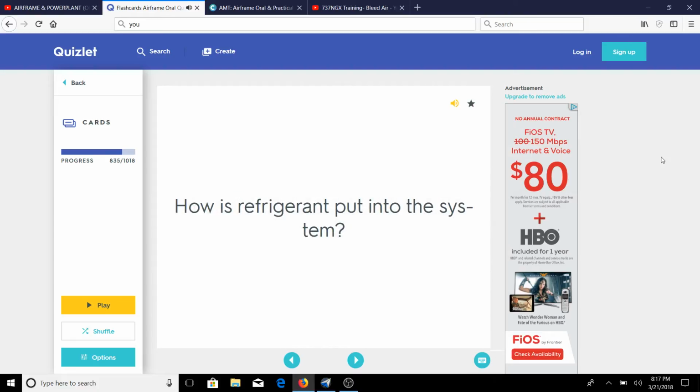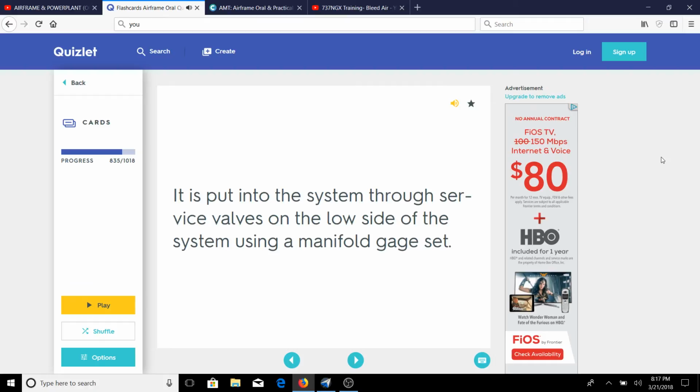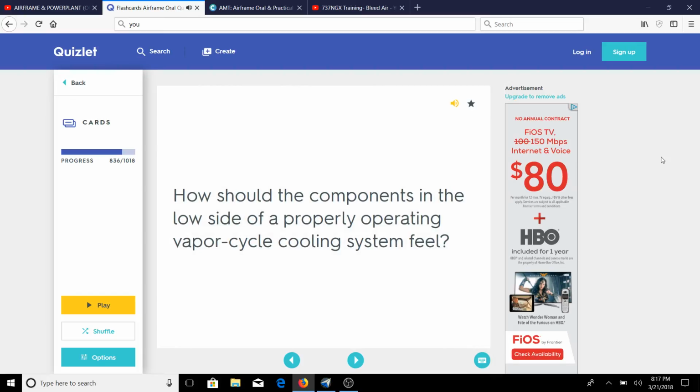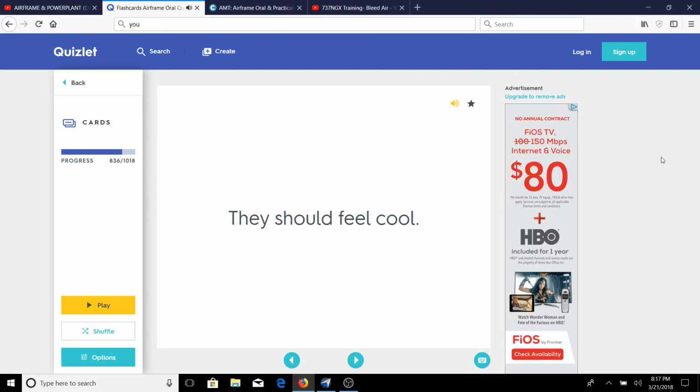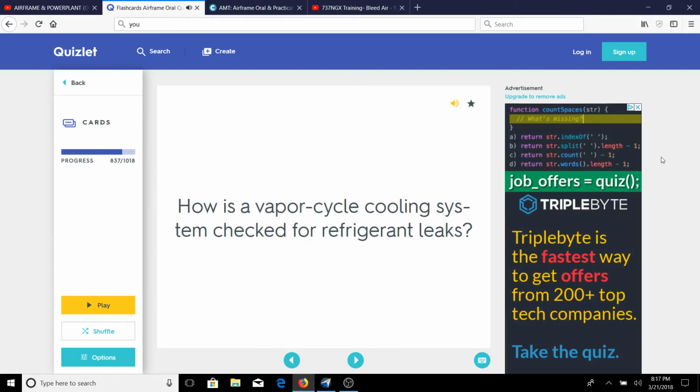How is refrigerant put into the system? It is put into the system through service valves on the low side of the system using a manifold gauge set. How should the components in the low side of a properly operating vapor cycle cooling system feel? They should feel cool.